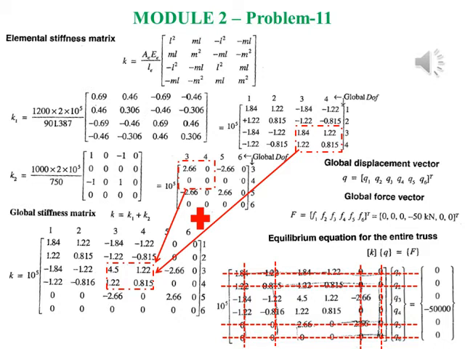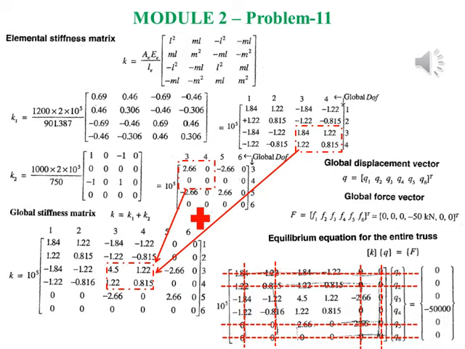You can observe here 1, 2, 3 and 4 are the 4 variables that are present in the first elemental stiffness matrix. Similarly, 3, 4, 5, 6 are the 4 variables that are present in the second stiffness matrix, and 3 and 4 correspond to the node number 2. The row 3, column 3, row 4, column 4 correspond to the node number 2. So node number 2 is common in both the elemental stiffness matrices.